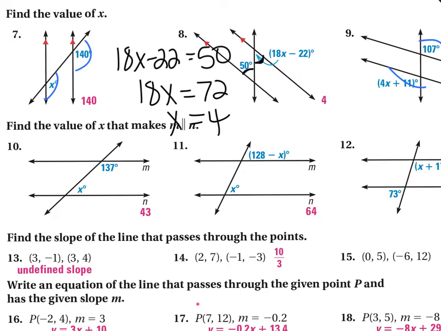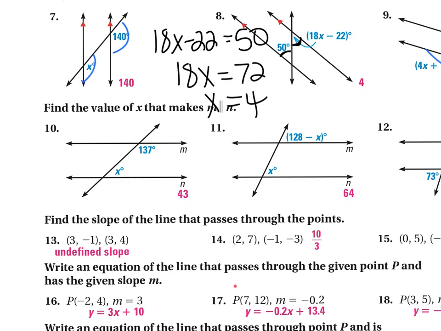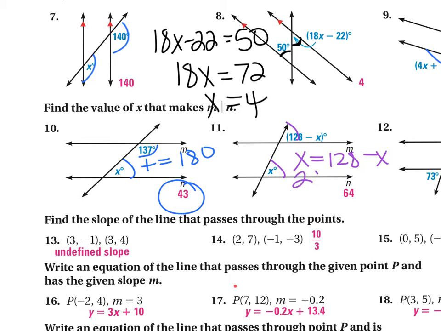Okay, 10, 11, and 12 say find the values that would make m parallel to n. So these are same side interior, which would mean they'd have to add up to 180. Subtract that 137 from 180 and you get 43. These would have to be corresponding, which would mean they'd be equal to each other. Add the 2, and you get 2x equals 128 and x equals 64.